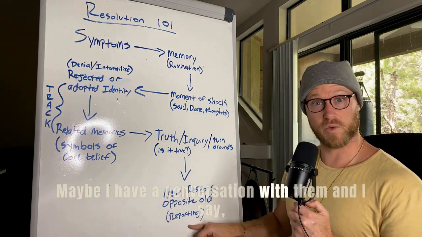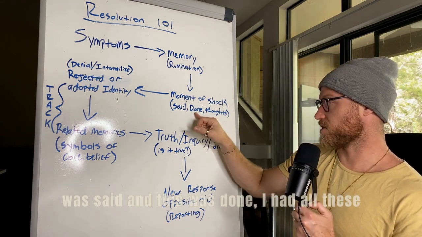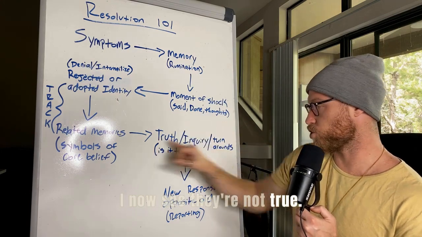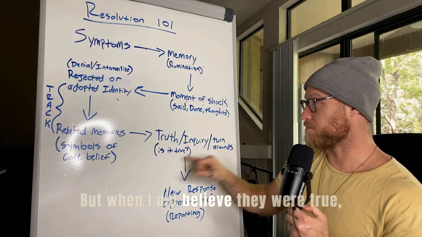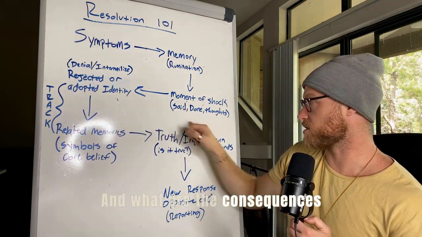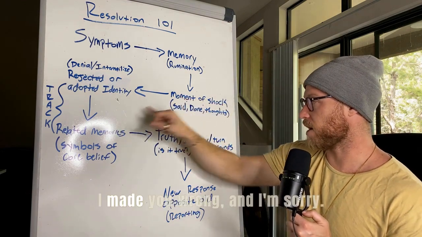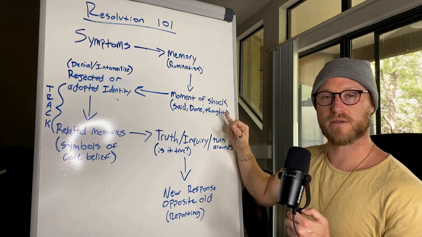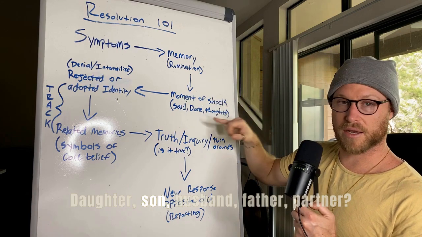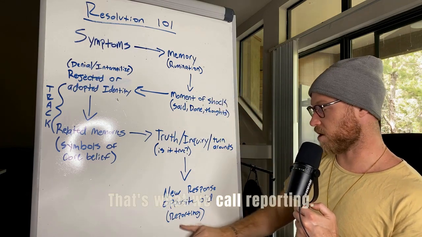Maybe I have a conversation with them and I say, look, when we had this moment and this was said and this was done, I had all these thoughts that I believed about you and me. I now see they're not true. But when I did believe they were true, this is what I did. This is who I became. And what are the consequences in relationship to this person? I pulled my love away. I attacked you. I made you wrong. And I'm sorry. How can I be a better friend, daughter, son, husband, father, partner? That's what we call reporting.